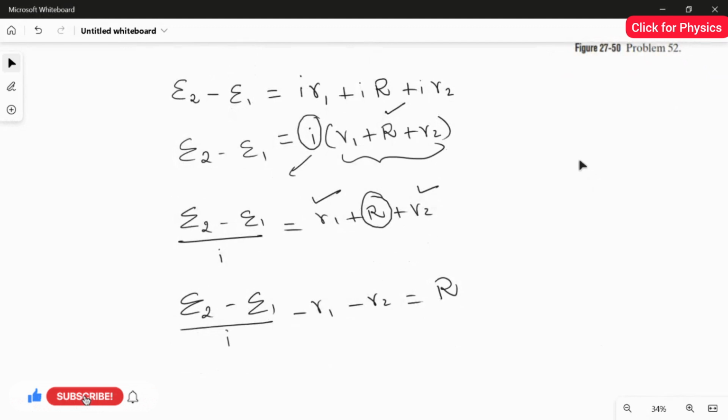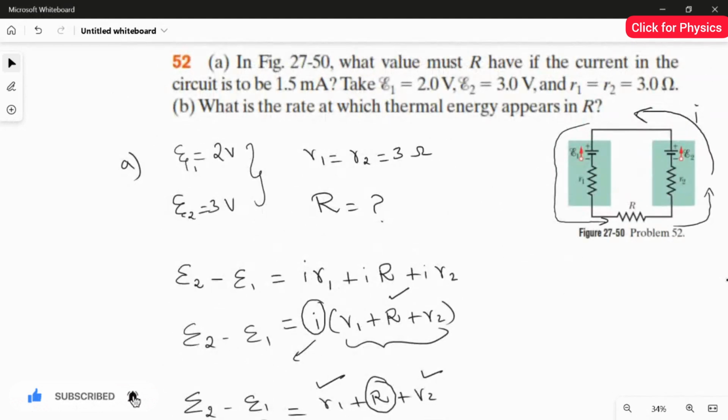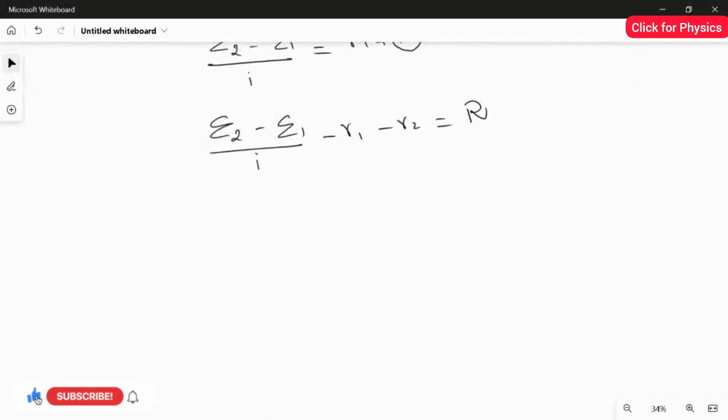So now I'm going to substitute the values. Let's see what values are given here. In the question, they clearly mentioned the values of EMF 1 and 2 and R1 and R2, and they also gave the current. What is the current here? The current here is 1.5 milliampere. That means in terms of ampere, it is 1.5 multiply 10 power minus 3 ampere. So I have to substitute all these values here. EMF 2 minus EMF 1, 3 minus 2, over the current 1.5 times 10 power minus 3, minus R1 and R2, both are 3, so 3 ohms minus 3 ohms, which is equal to R.